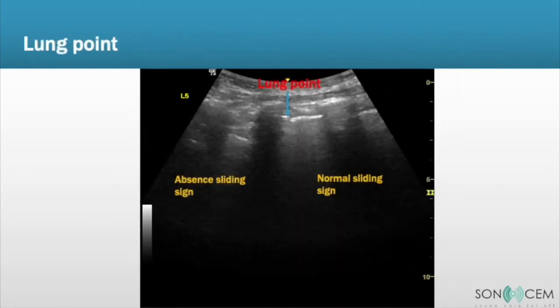This is a lung point, which is more specific for pneumothorax. Lung point is a point where the visceral pleura begins to separate from the parietal pleura. As you can see here, this is the normal sliding sign and this is absent sliding sign. The transition between the normal and abnormal is referred to as lung point.